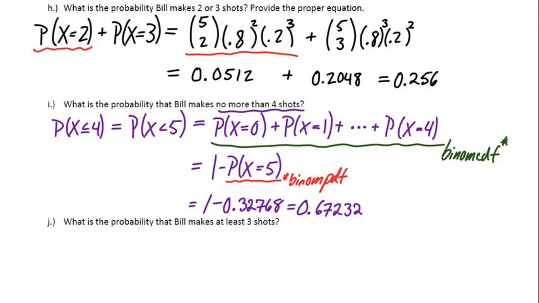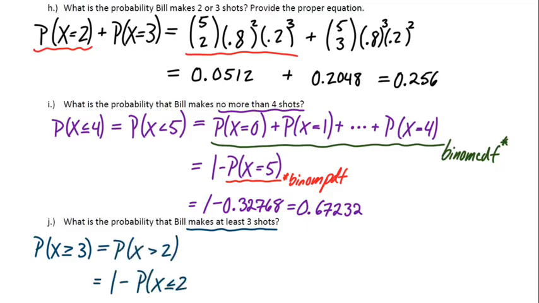And then part J says, what is the probability that Bill makes at least 3 shots? So the probability that X is greater than or equal to 3. Well, that's the same as saying the probability that X is greater than 2, right? If I'm including everything 3 and above, then that's the same as X is greater than 2. So if I want to feature all the stuff bigger than 2, I could just do 1 minus all the stuff that's 2 or lower. And the reason I do that is because I can use the Binomial Cdf command for that part.